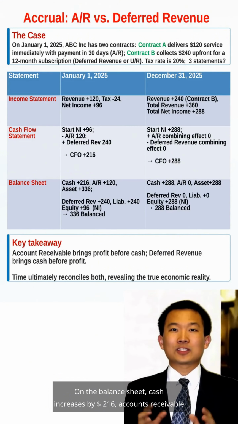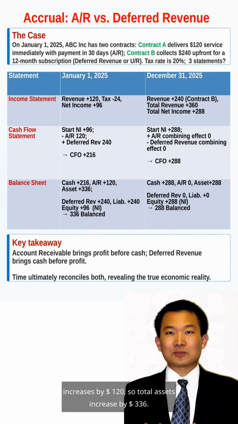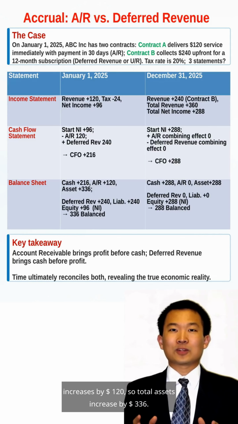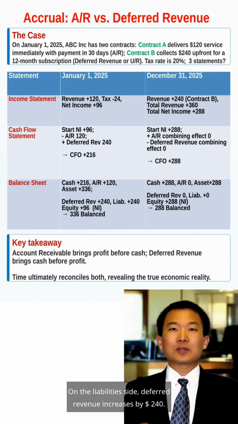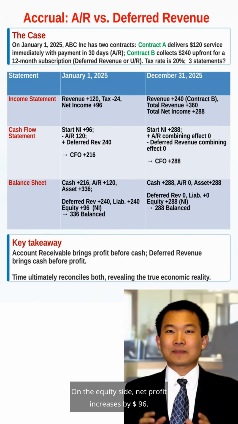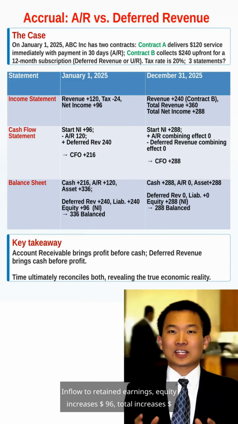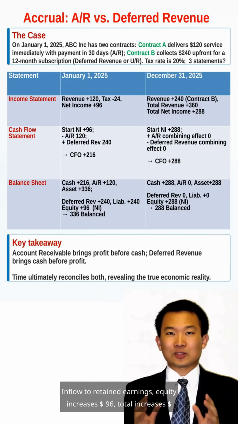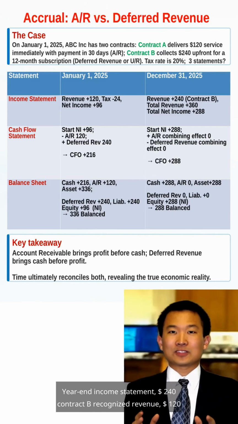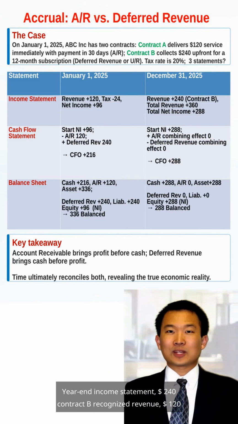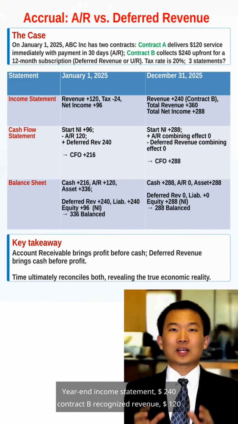On the balance sheet, cash increases by $216. Accounts receivable increases by $120, so total assets increase by $336. On the liability side, deferred revenue increases by $240. On the equity side, net profit increases by $96. Inflow to retained earnings, equity increases $96. Total increases $336. Balanced.